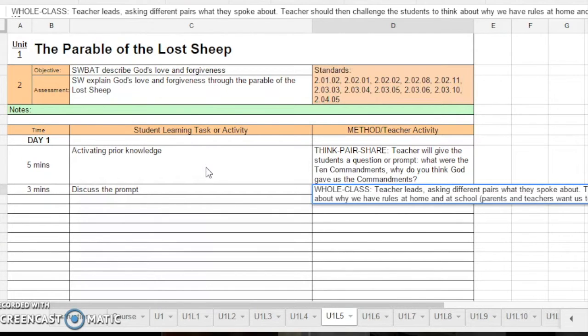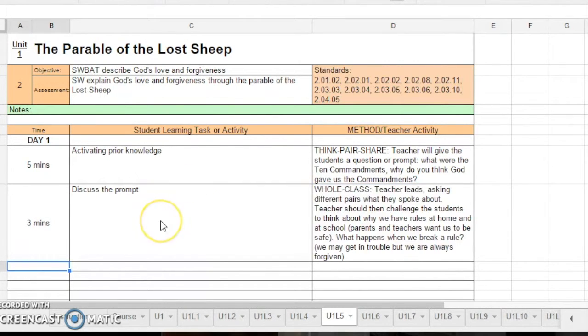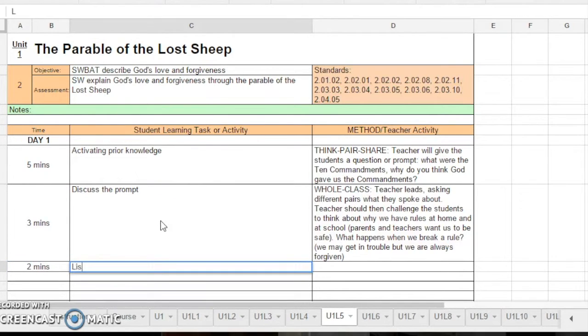We'll also discuss what happens when we break a rule. So we may get in trouble, but we are always forgiven. So this is a good start to my lesson. Then for 2 minutes, students will listen to the teacher.